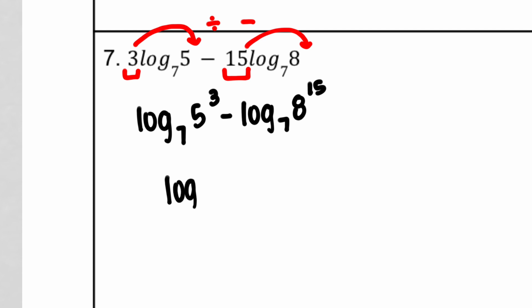So I have log base 7. But I'm now going to take these 2 pieces, 5 to the third and 8 to the 15th, and I'm going to turn them into a fraction. So the top of the fraction is 5 to the third over the bottom of the fraction is that second piece, 8 to the 15th. You don't have to do anything else with this. You leave it as is.